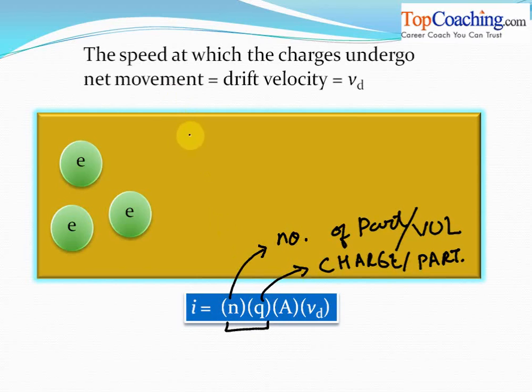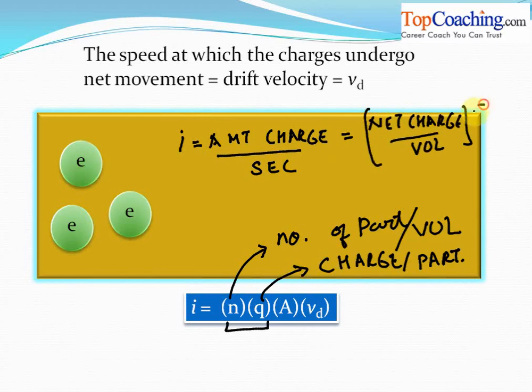Now we know that electric current is basically the amount of charge flowing per second. Therefore, it is equal to the net charge per unit volume into the volume of charge flowing per second. Isn't it? That is obvious. After all, electric current is the net charge flowing per second. So that will be equal to the net charge per unit volume present throughout the conductor into the volume of charge flowing per second. The volume of charge flowing per second is clearly the area of cross-section of the conductor into the drift velocity. Isn't it? The volume of charge flowing per second is area into velocity. There's no doubt about it.